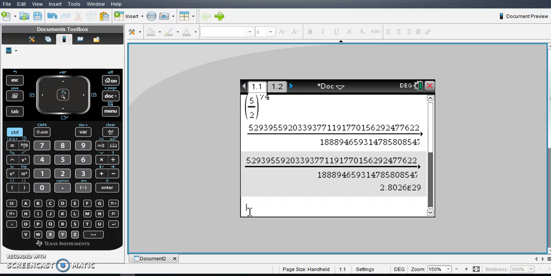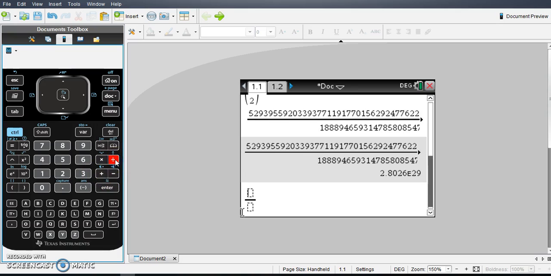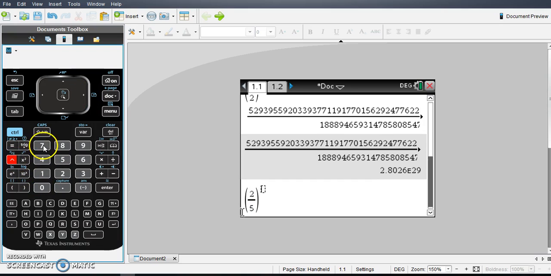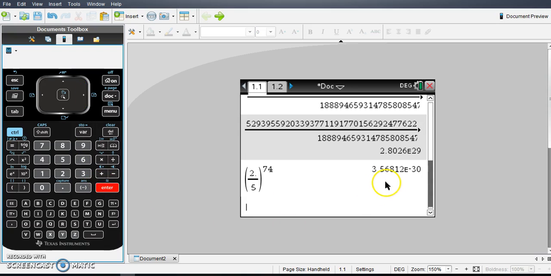So, if we had a really small number to deal with, let me just show you how that works. So, we have our fraction. Let's say this time we have 2 over 5 raised to the power of 74. This time I'm not going to use my control enter to convert this to a decimal number. Instead, I'm going to put a little decimal point in there somewhere and then press enter to show you that also works in bringing this into standard form.